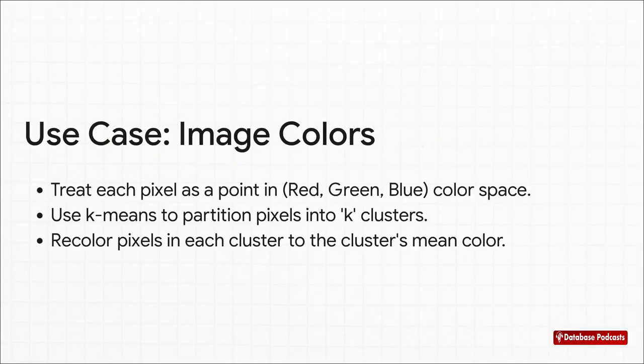Now, this might all sound a bit abstract, but clustering has some seriously cool and sometimes surprising applications. For instance, you can use it to reduce the number of colors in an image. You just treat every single pixel as a data point in a 3D color space. Use k-means to find, let's say, 16 representative cluster colors, and then recolor every pixel with the average color of its cluster. Pretty neat, right?